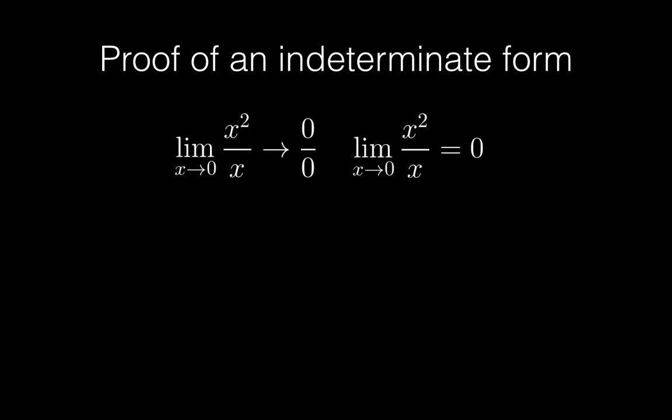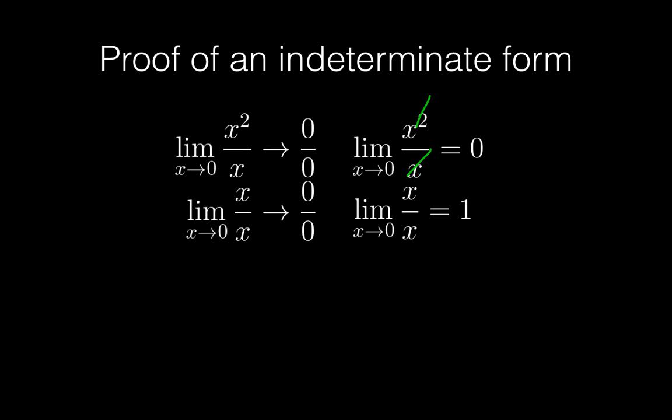Here's a quick proof that 0 over 0 is an indeterminate form. We can first look at the limit as x approaches 0 of x squared over x. Using the method of substitution, we arrive at 0 over 0. The limit as x approaches 0 of x squared over x equals 0. If we use the dividing out method, we can see that the x squared cancels with this x, resulting just in the limit of x as x approaches 0, which, through substitution, gives us 0.